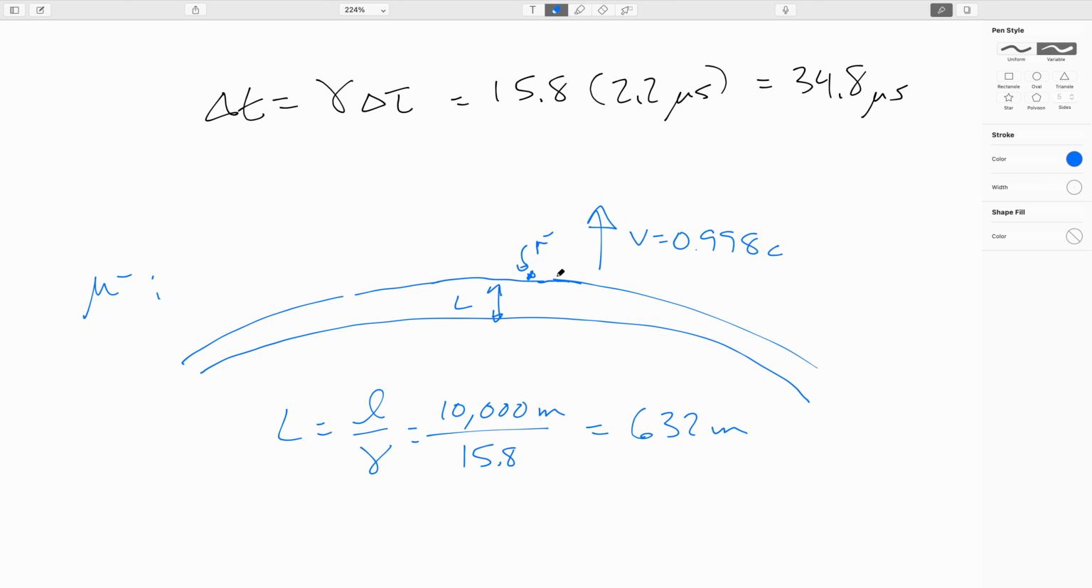Its experience of space is so different than that of the muons that to the muon, the Earth's atmosphere is only 632 meters thick. And so in the 2.2 microseconds that it takes for us to be down to about a third of the muons left, the Earth has actually moved 632 meters, and so the detector can collide with the muon and be detected. So it's a combination. In the one perspective, it's the difference in the experience of time that matters. In the other, it is the experience of space.